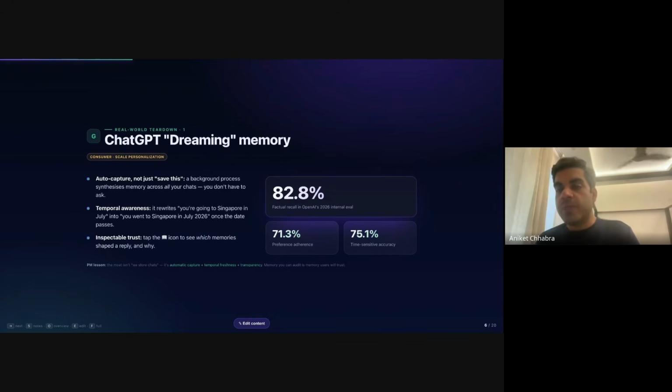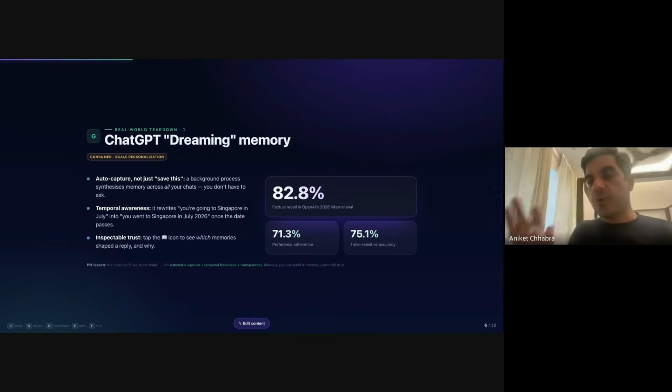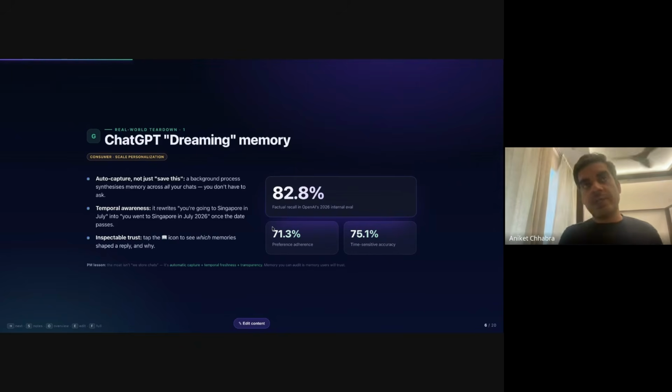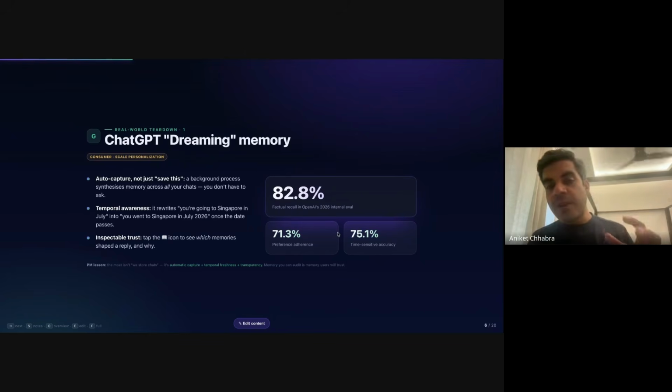So hopefully, if you are allowed to store the information, whenever you ask the question in the future, it'll be able to tell you when did you join this organization, because it has the temporal information, right? So what happens if you think about it? Based on this, what is the benefit? Think of ChatGPT as a chatbot. It is able to improve the recall: 82.8% of factual recall in their internal evals.